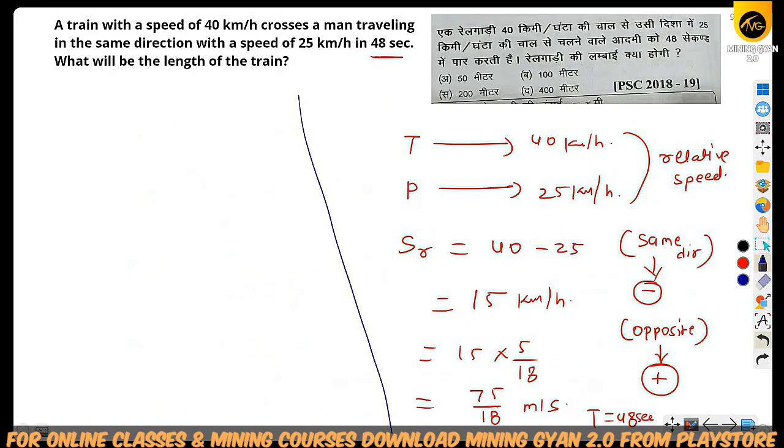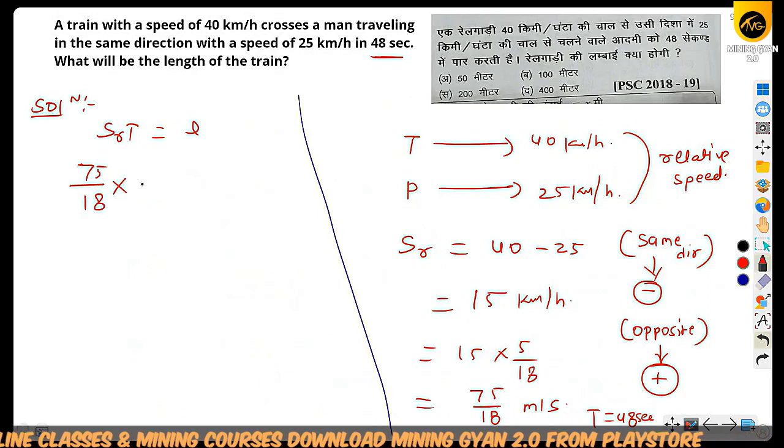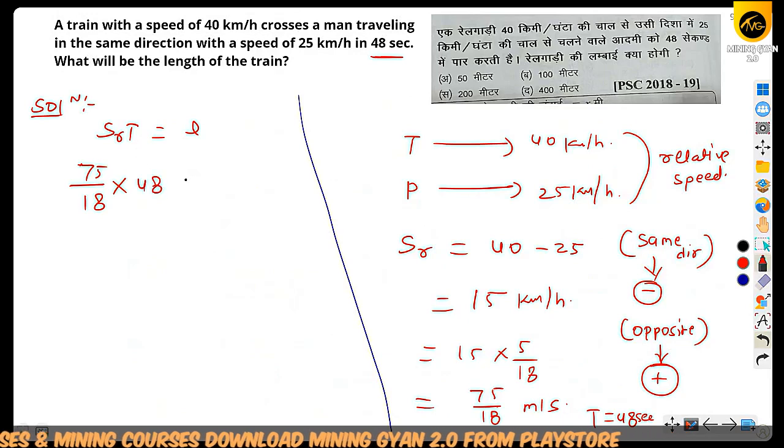Okay, now you can calculate the length of the train. Here we have to use the relative speed. The relative speed is 75 divided by 18 meters per second, and the time duration T is 48 seconds. S times T is equal to the length. So just solve these numbers and you can find the total length of the train.